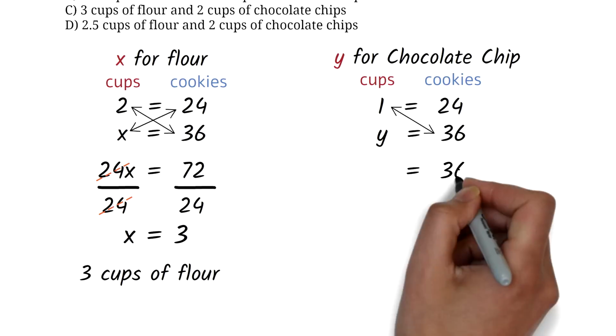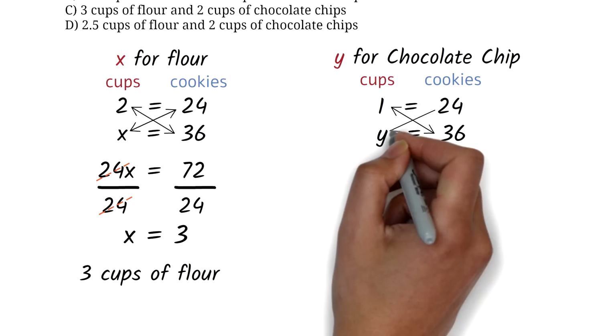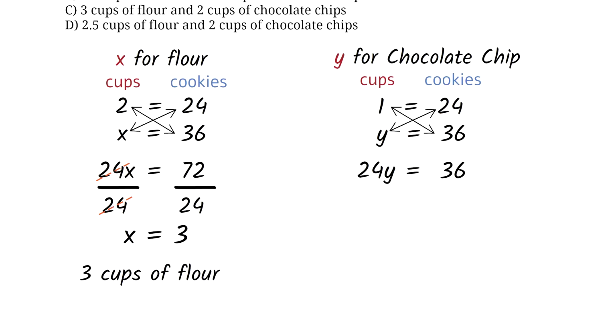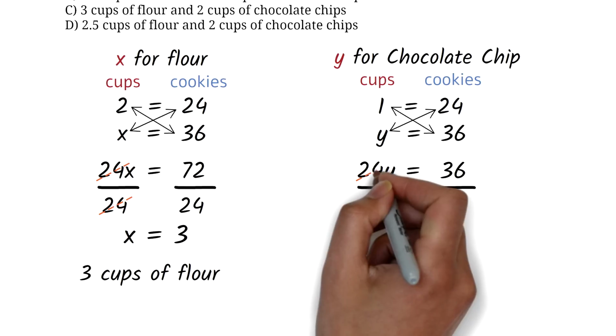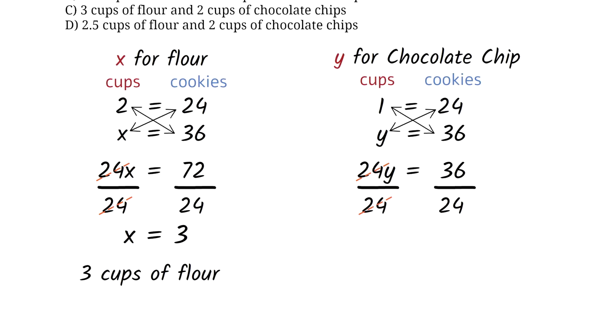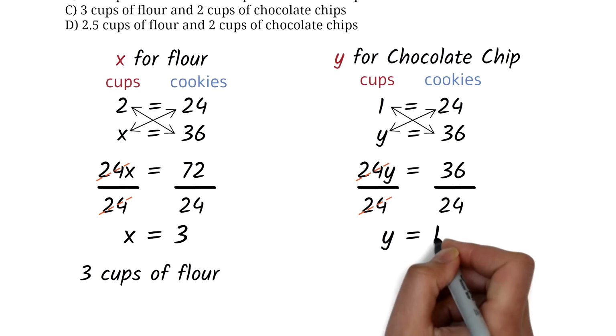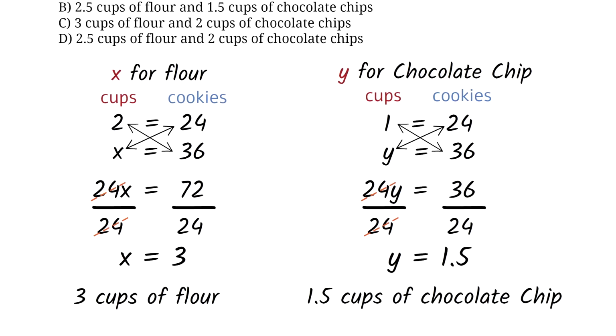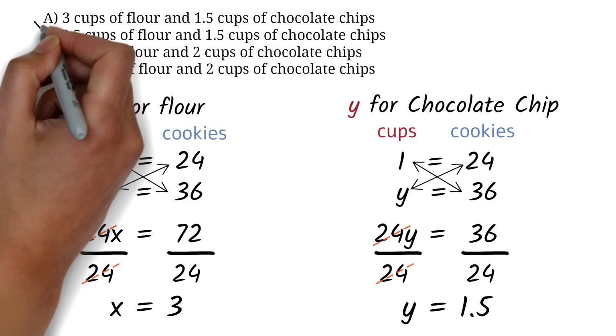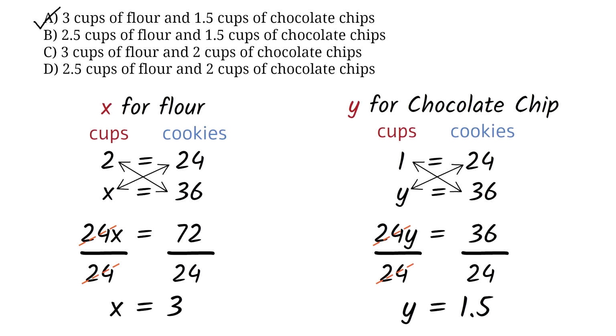36 times 1 is 36. Then y times 24 is 24y. We solve for y, divide through by 24. The 24 will cancel out. 36 divided by 24 is 1.5. So she'll need 1.5 cups of chocolate chips. So the correct answer is A, 3 cups of flour and 1.5 cups of chocolate chips.